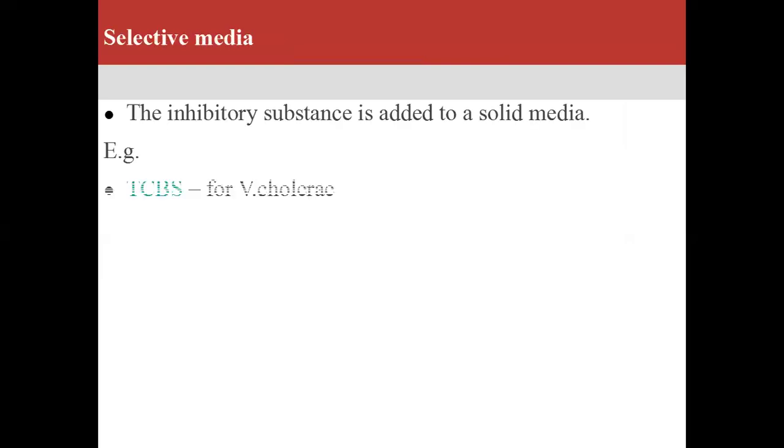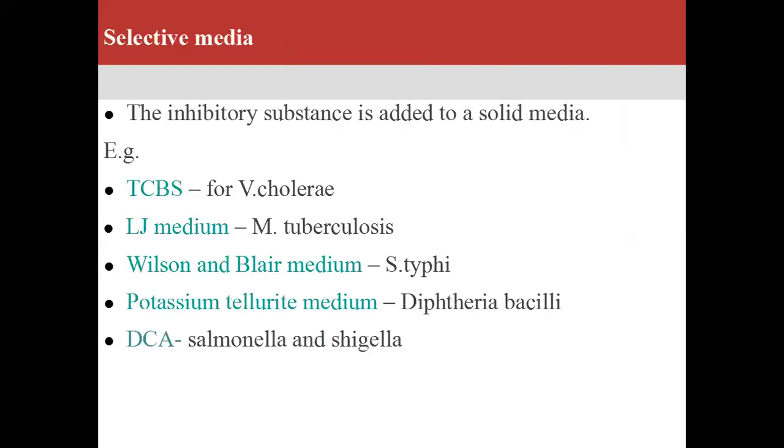So next, selective media. What is selective media? Here, the inhibitory substances are added to the solid media. In the enrichment media, the inhibitory substances are added to the liquid media. In the selective media, the inhibitory substances are added to the solid media. This media helps to isolate a particular bacteria from the specimen when mixed bacterial flora is expected.